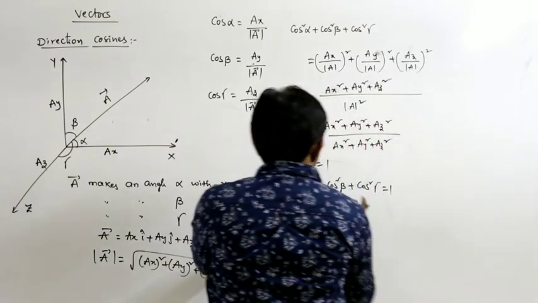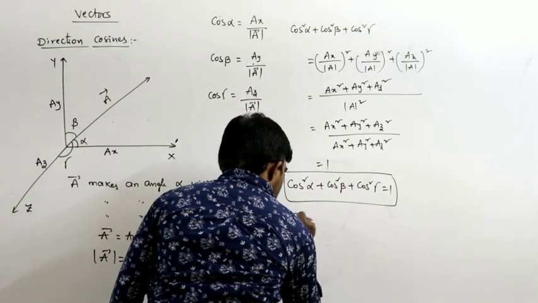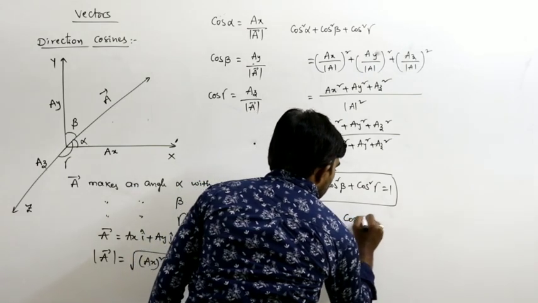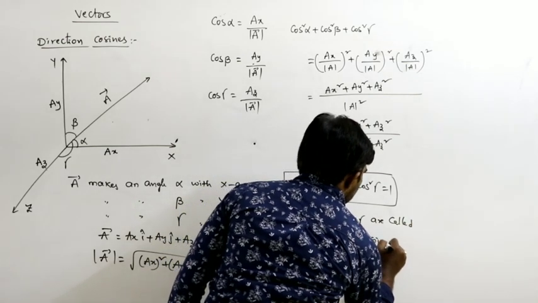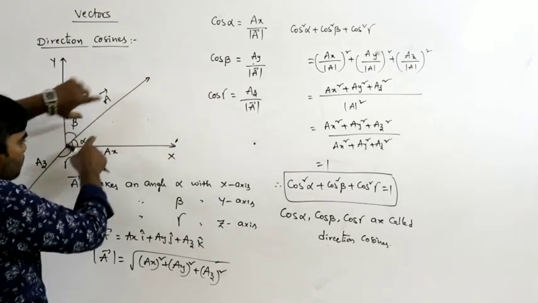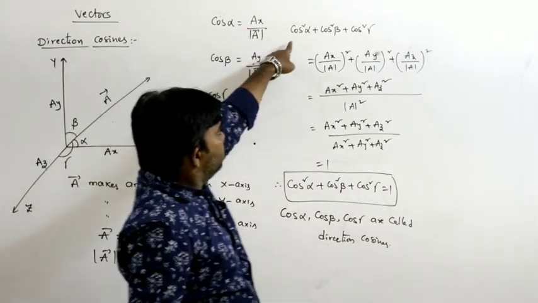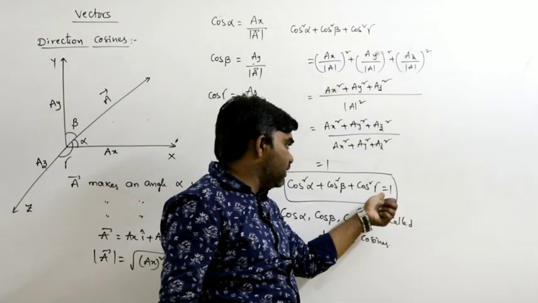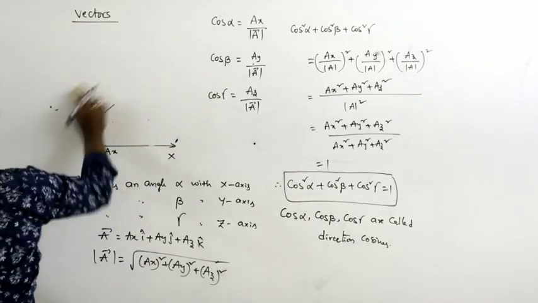So if this relation, cos square alpha plus cos square beta plus cos square gamma equals 1, holds good, then cos alpha, cos beta, cos gamma are called the direction cosines. So this is the original vector A bar, making an angle alpha with the x axis, beta with the y axis, gamma with the z axis. Now we calculate cos alpha, cos beta, cos gamma, and cos square alpha plus cos square beta plus cos square gamma finally gives 1. So this is the concept of direction cosines.